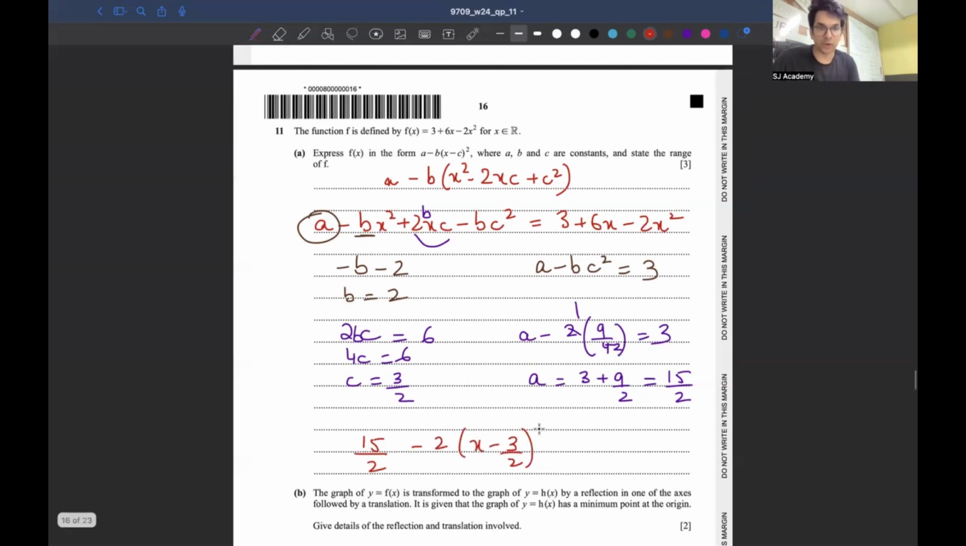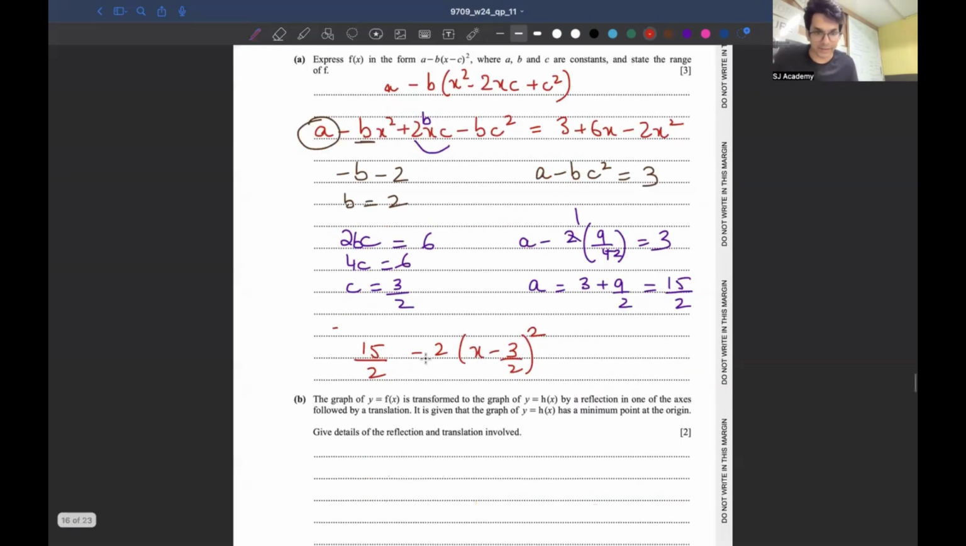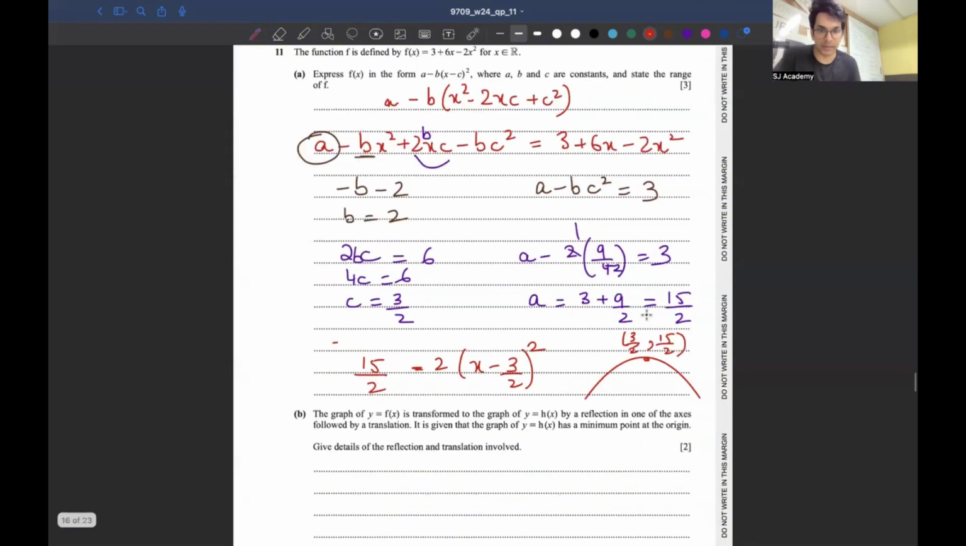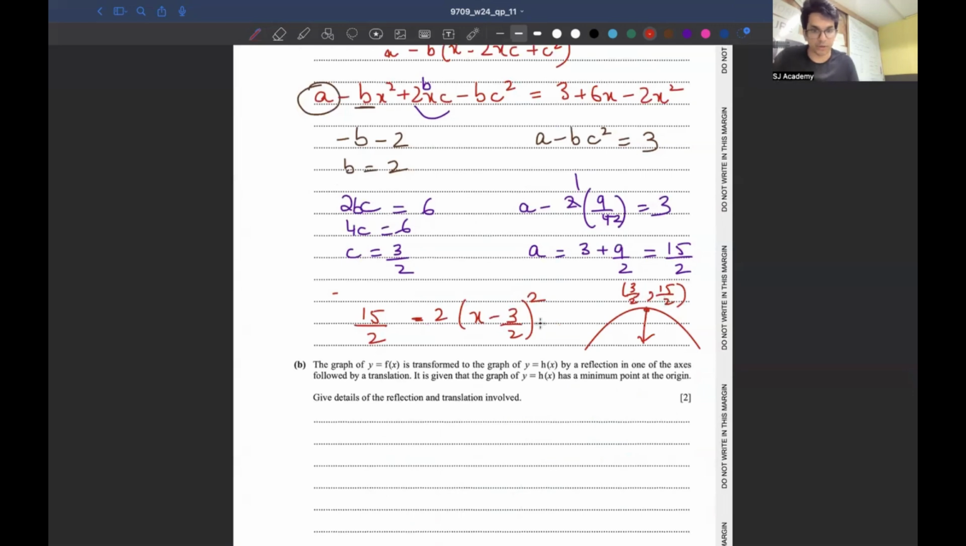And now as we have to also state the range of the function, and it is an element of real numbers, we know that as there is a negative sign over here, it will have a maximum point. The turning point in this case is at x = 3/2, so the point is (3/2, 15/2). The range of f in this case, as the highest point is 15/2, will be f(x) ≤ 15/2.